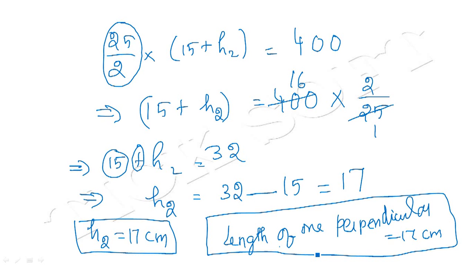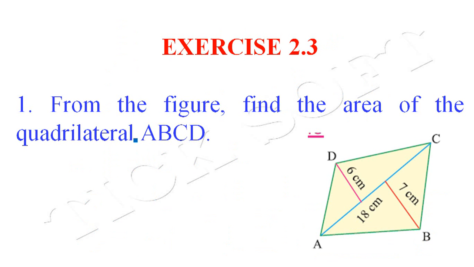Now we are going to see the exercise problems. In this exercise, the first question is, from the figure, find the area of the quadrilateral ABCD. Here we have a quadrilateral ABCD, and the length of the diagonal and the length of perpendiculars from the opposite vertices to the diagonal are given. By using these data, we are going to find out the area of this quadrilateral ABCD.